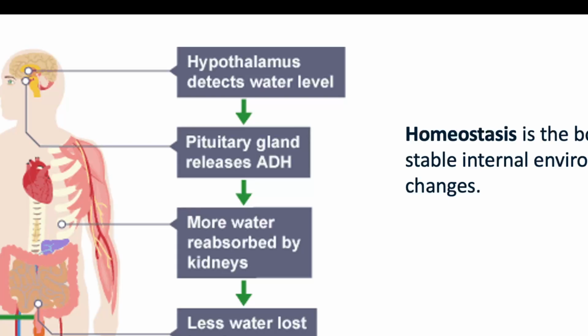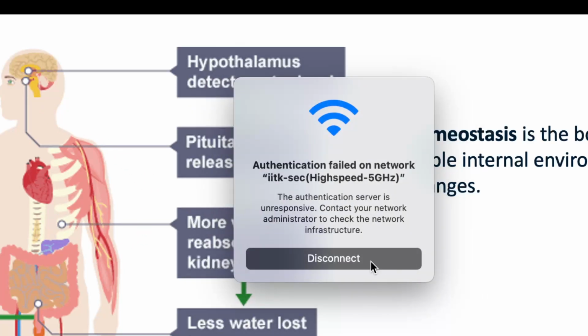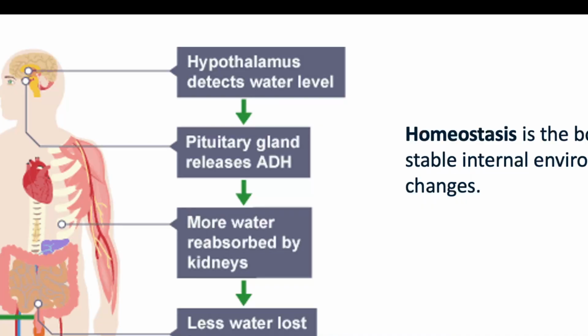When there is too little water, the hypothalamus detects the water level, and the pituitary gland releases ADH or antidiuretic hormone. More water is reabsorbed by the kidneys, less water is lost in the urine, which returns the blood water level to normal. Homeostasis and steady state are related concepts in biology, where homeostasis refers to the overall maintenance of a stable internal environment, while steady state describes the dynamic equilibrium of specific mechanisms within that environment.